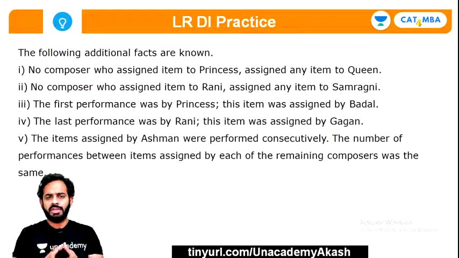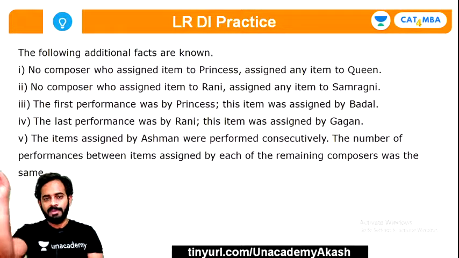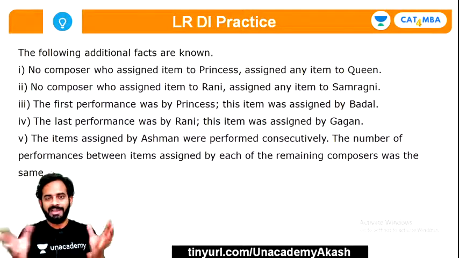First of all, instead of just moving ahead with the questions, you just need to make a table first. The first column will be the number of performances, the sequence of performances. The second column will be the dancers. The third column will be the music composers. So you need to make a table with these simple three columns.